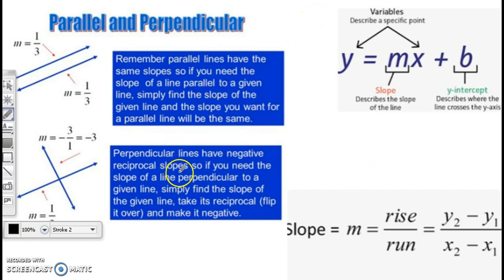So lots of stuff to remember here. Remember, slope of parallel lines have to be the same. For perpendicular lines, you change the sign and flip it. This is your slope-intercept form. M is the slope. And then to find slope, if it's a graph, you can do rise over run. And if it's two ordered pairs, you can do the change in y over the change in x.